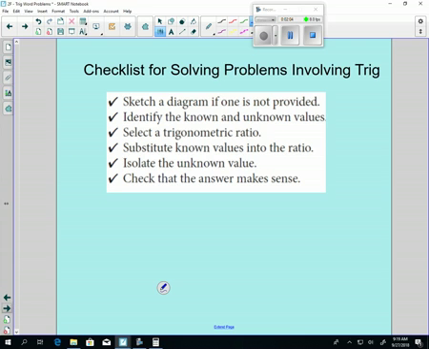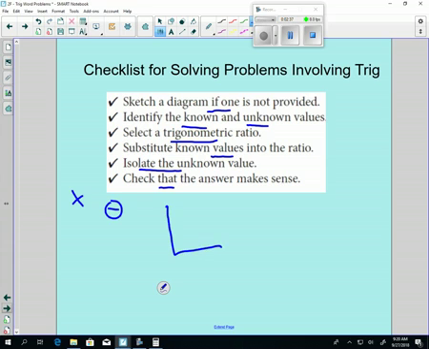So I've listed this, I put this on your lesson sheets. Sketch the diagram when it's not provided. Identify the known and unknown values. Select the right trig ratio. Put the values into the ratio. Isolate your unknown value. Usually you're putting an X to determine an X if it's a side, or you're using probably theta symbol for an angle if you need to find the angle. And then check the answer if it makes sense.